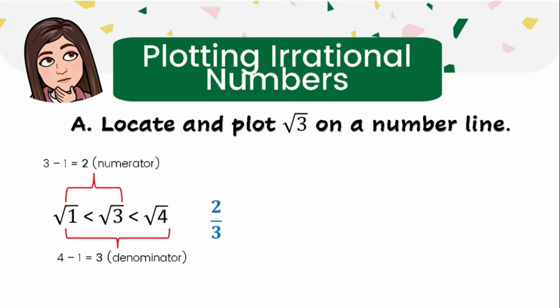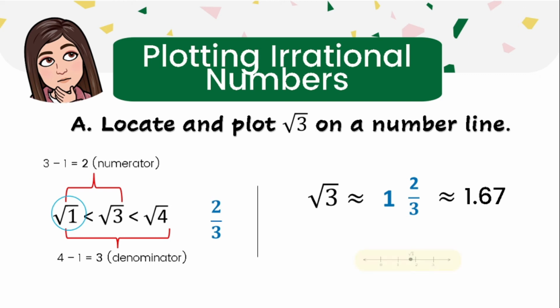Step number 3. The square root of the first perfect square integer will be the whole number. That is, square root of 1 is equal to 1. And affix the fraction form, which is 2/3, to form a mixed number. Thus, square root of 3 is approximately equal to 1 2/3. Or in decimal form, it is approximately equal to 1.67. And it will now be easy for us to locate its position on the number line. So in the number line, square root of 3 will be plotted closer to 2.